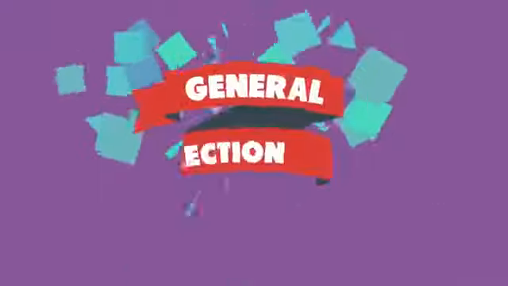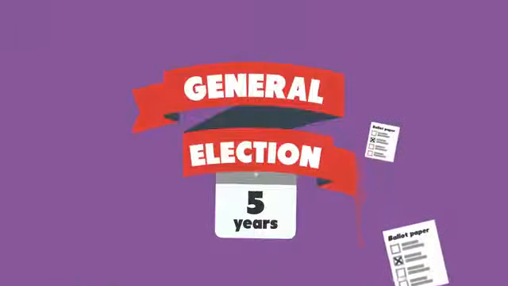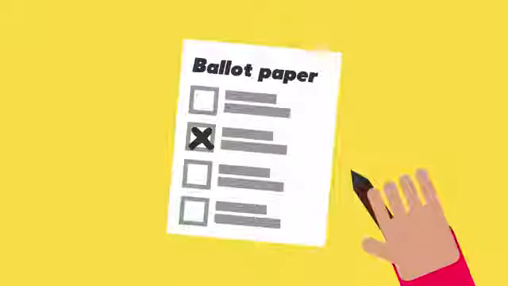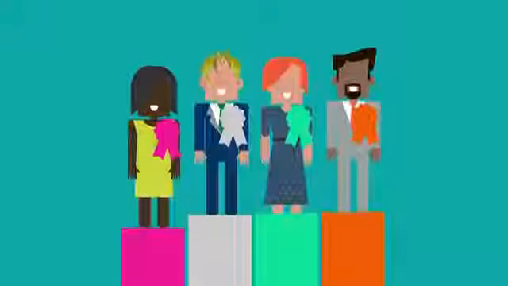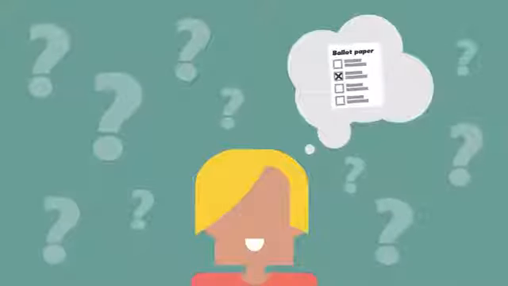General elections take place in the UK usually once every 5 years, and every seat is up for grabs. On polling day, voters make a choice from a list of candidates. The candidate with the most votes then becomes that constituency's MP. OK, but how would I know who to vote for?